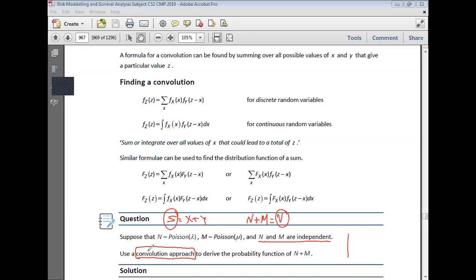So does anyone remember the formula that we derived at the end for convolution? You don't have to derive the formula again. You can directly use the formula and just substitute in these values. So I want you all to try that first.